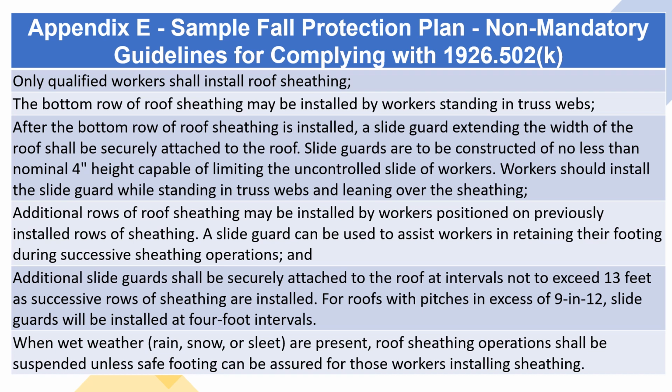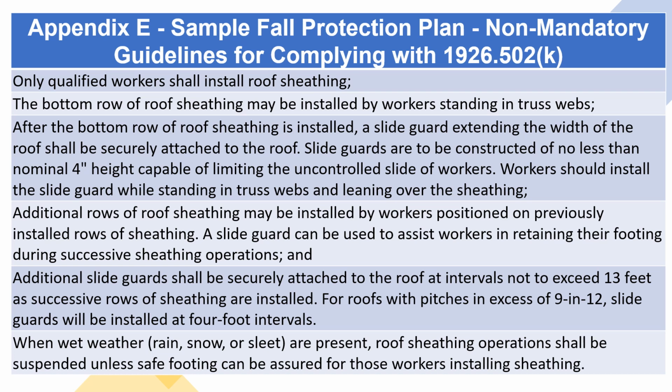Additional rows of roof sheathing may be installed by workers positioned on previously installed rows of sheathing. A slide guard can be used to assist workers in retaining their footing during successive sheathing operations, and additional slide guards shall be securely attached to the roof at intervals not to exceed 13 feet as successive rows of sheathing are installed. For roofs with pitches in excess of 9 and 12, slide guards will be installed at 4-foot intervals.